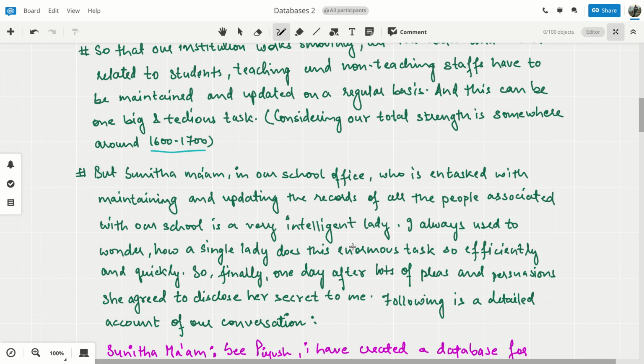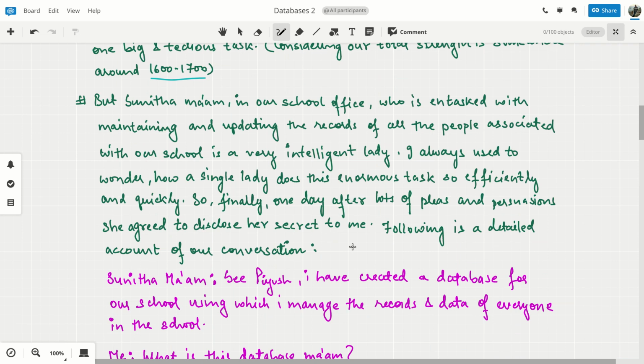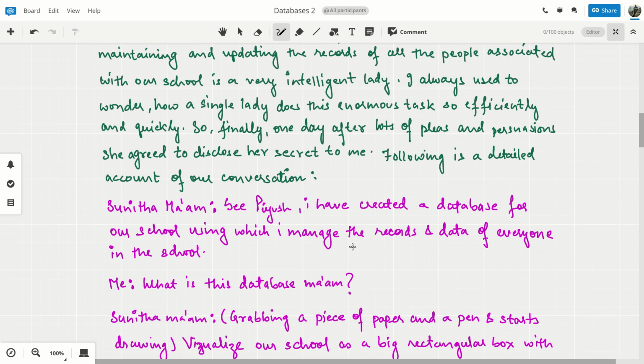After lots of effort, she finally agreed. Okay, I'll tell you how I actually do that. So this is the account of the conversation that went on between us on that particular day, where I finally came to know how she is doing her magic. She said, See, Piyush, I have created a database for our school using which I manage the records and data of everyone in the school.